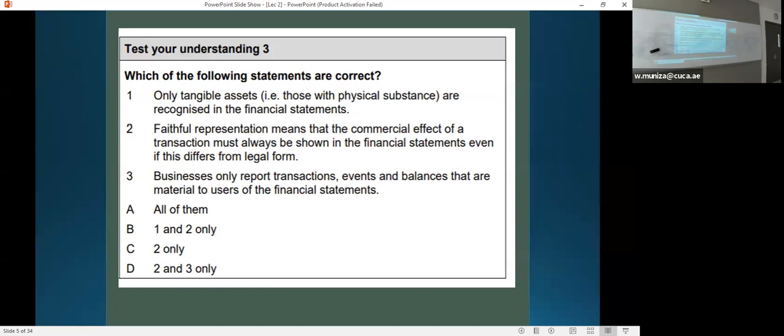Second one, faithful representation. Students, do you remember faithful representation? One of the basic qualitative characteristics, that everything which is represented must be giving a true and fair view of the actual transactions of the company. The statement says faithful representation means that the commercial effect of the transaction must always be shown in the financial statements, even if this differs from the legal form. Is this the meaning of faithful representation?